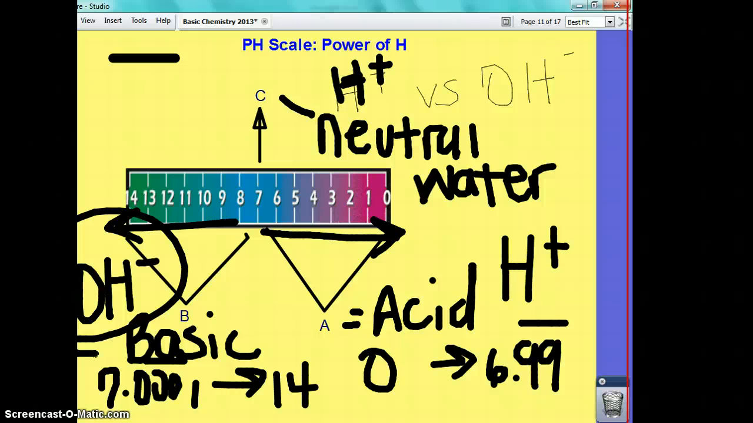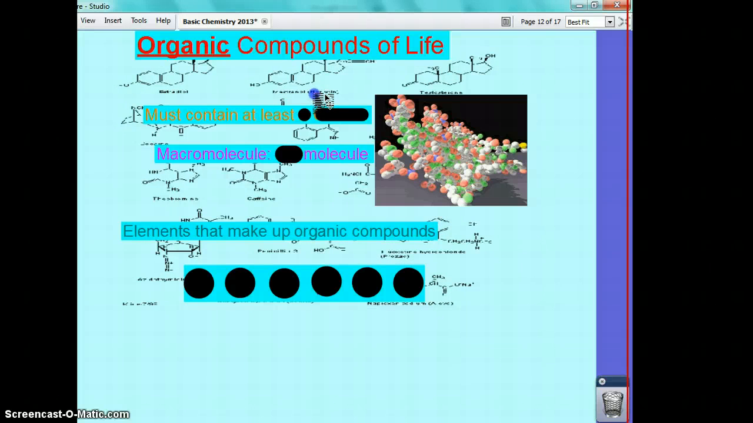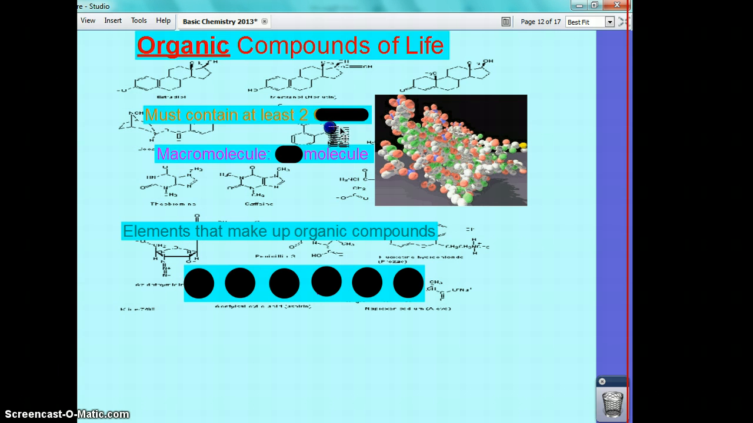We're going to do a lab tomorrow on pH. Yesterday we talked about compounds of life. Our first one, which was it? Raise your hand if you could remind me. It was just yesterday. The compound that is essential to life: water. It was an inorganic compound. Why? It didn't have at least 2 carbons. In order to be organic, you have to have at least 2 carbons in your chemical composition.